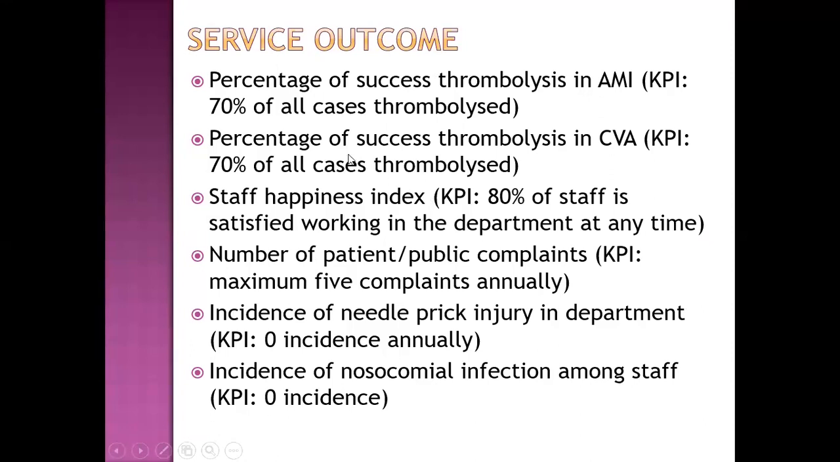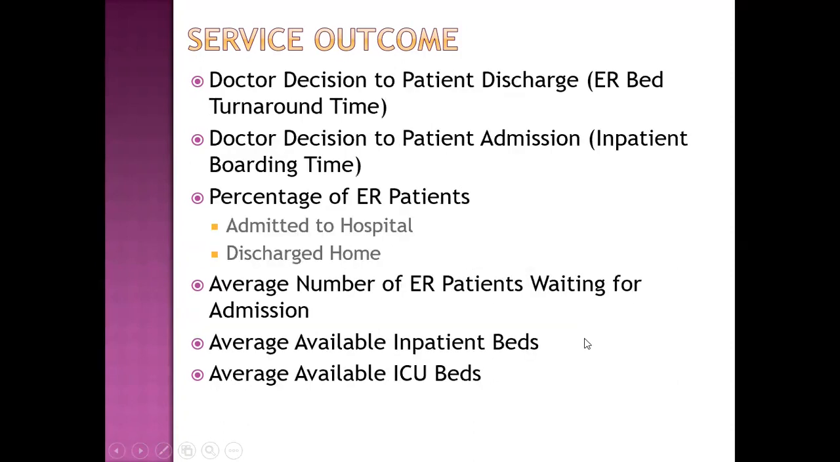Then there are certain outcome indicators, which include percentage of successful thrombolysis in AMI, percentage of successful thrombolysis in CVA, staff happiness index, number of patient public complaints, incidence of needle prick injury, incidence of nosocomial infection among staff. Other service outcome indicators include doctor decision to patient discharge, doctor decision to patient admission, percentage of ER patients admitted and discharged, average number of ER patients waiting for admission, average available inpatient beds, average available ICU beds.